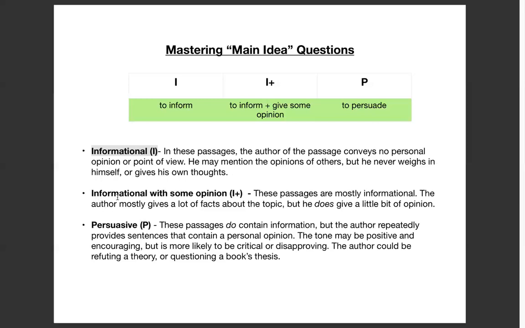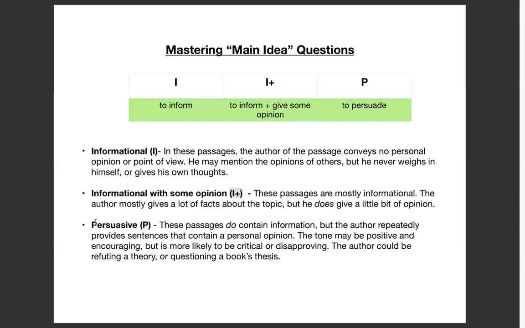Then we've got informational with some opinion, I+ passages. So these are passages where it is mostly informational. It might be 75% or even 90% informational, but there is a little bit of opinion. Sometimes you'll see a passage where it's 4 paragraphs and 3 of the paragraphs are informational, and in the last paragraph, the author kind of gives a sentence or 2 of opinion, and those would be I+ passages.